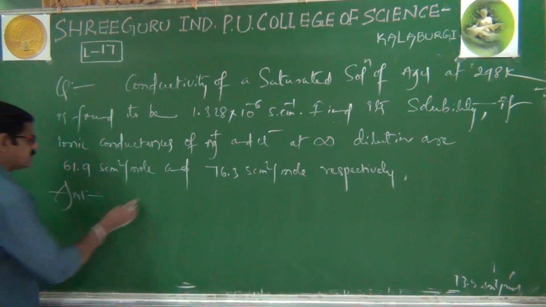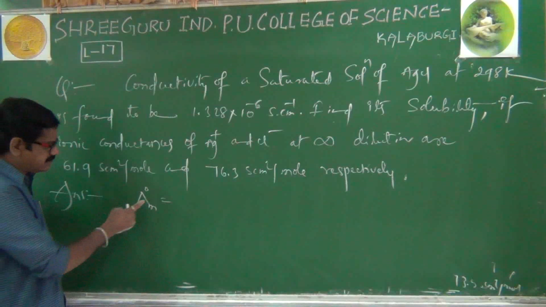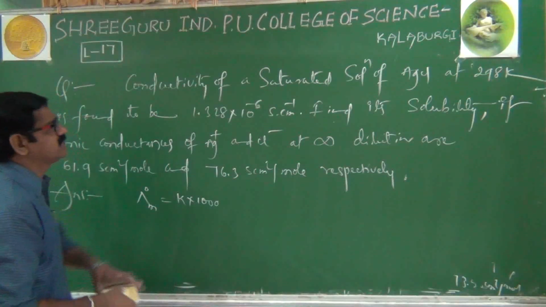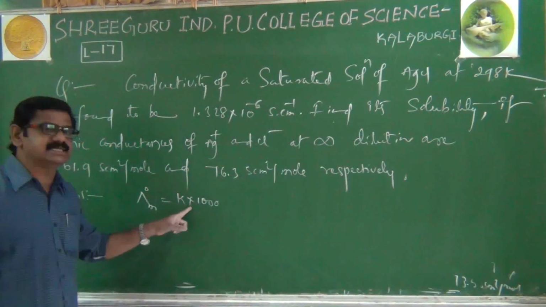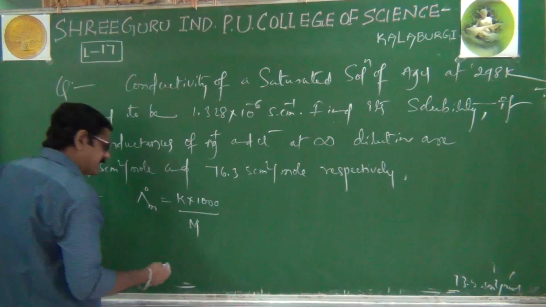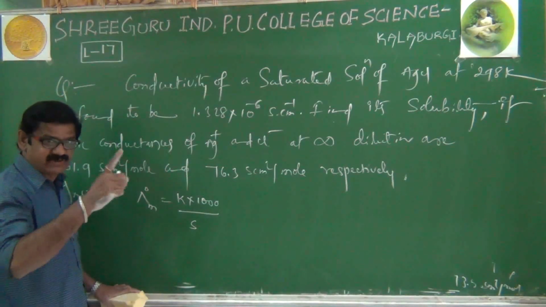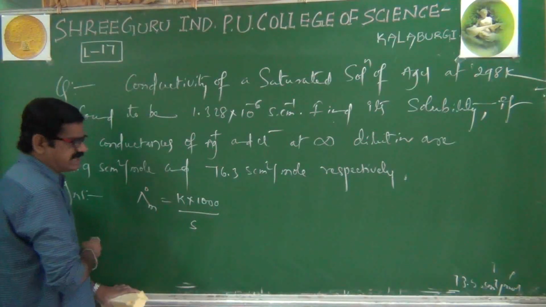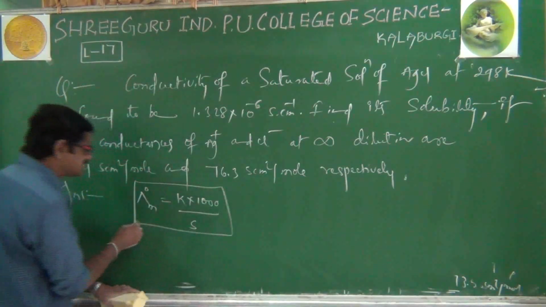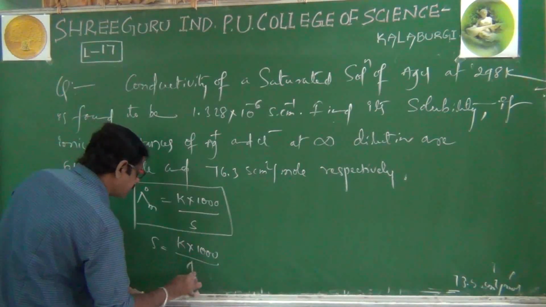Very simple. We'll have the formula lambda m naught. I am taking lambda m naught now because it is a saturated solution. Lambda m naught is equal to K into 1000 by m. Why? Because see here, units are in the CGS system. That's why we are using the CGS system related formula only. Instead of m, we can replace with S because it is a saturated solution, nothing but at infinite dilution only. Okay, this is our formula. But this is asking for S value, solubility is asked. That's why we'll interchange the terms. S is equal to K into 1000 divided by lambda m naught.